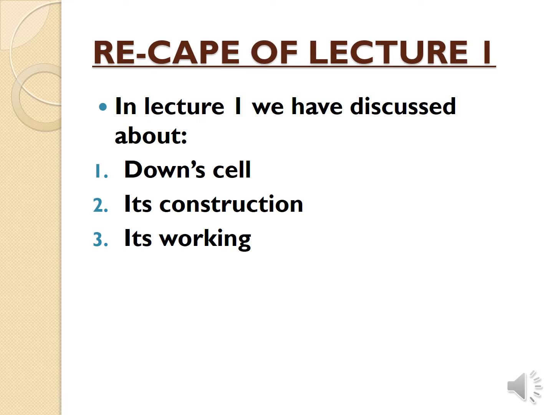We know that the Downs cell is an electrolytic cell in which NaCl in the fused or molten form is used as electrolyte, the anode is made up of carbon or graphite, and the cathode is an iron ring. The products obtained in this cell are sodium metal and chlorine gas.